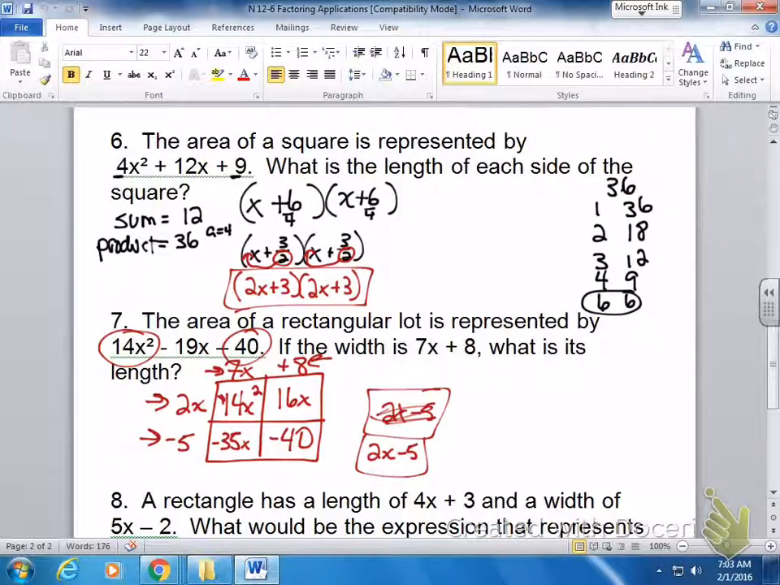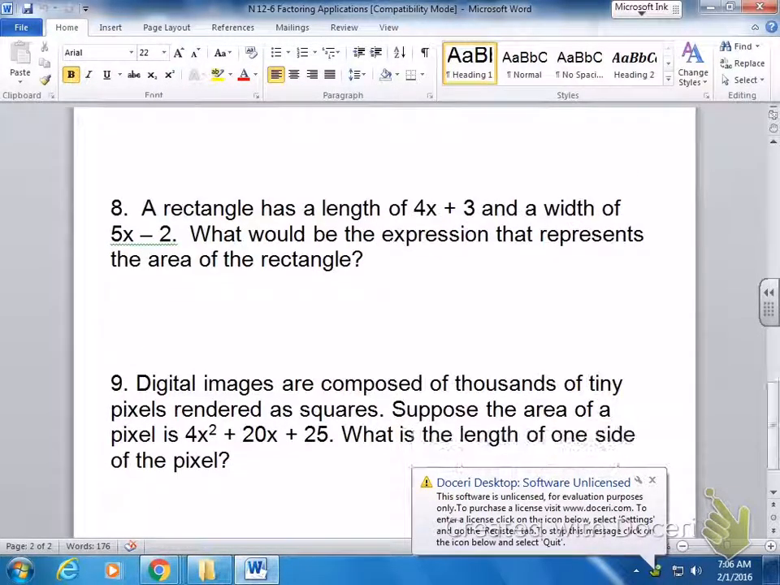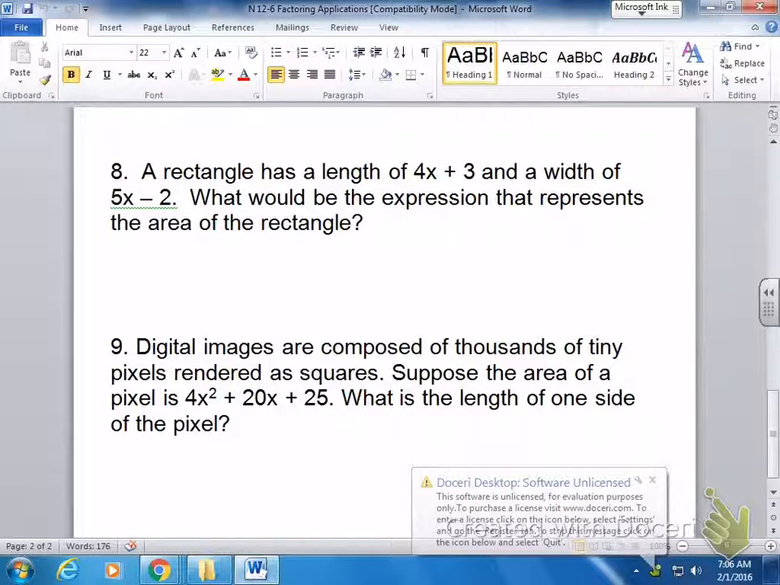Let's go to the last two. Number 8. It says a rectangle has a length of 4x plus 3 and a width of 5x minus 2. What would be the expression that represents the area of the rectangle?